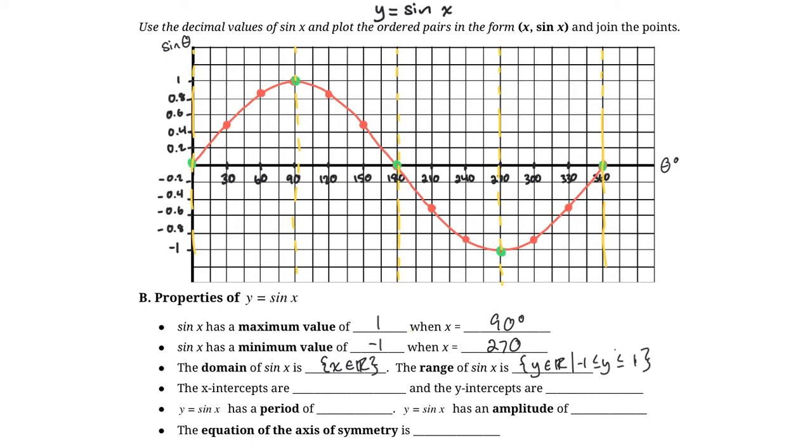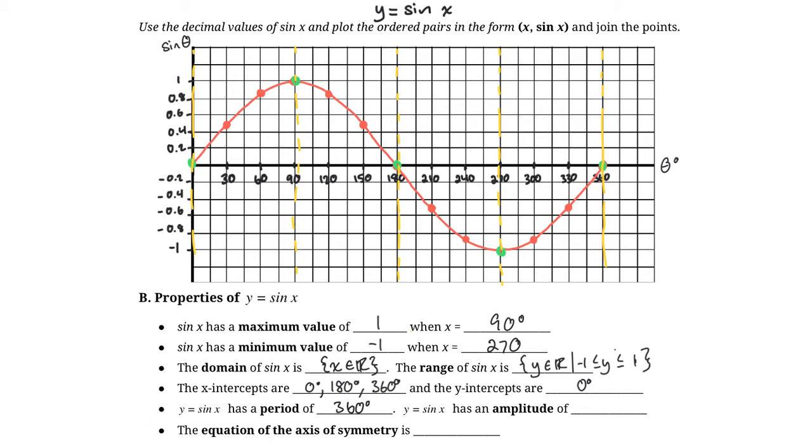And we have 3 x-intercepts in one cycle. So the first is at 0 degrees, the second is at 180 degrees, and the third is at 360 degrees. We have one y-intercept, and that's at 0 degrees. The length of one cycle is 360 degrees, so that's the period. The period is 360 degrees.